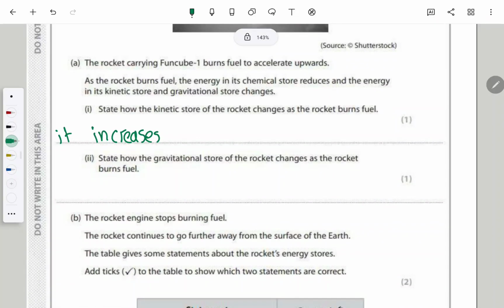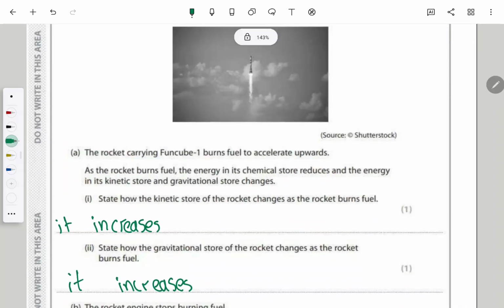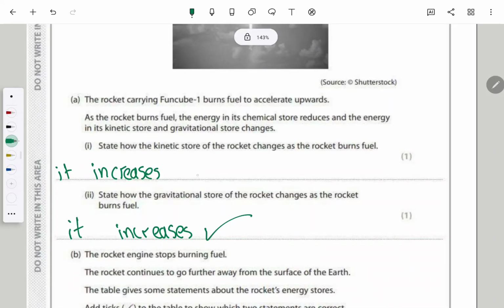State how the gravitational potential energy store of the rocket changes as the rocket burns fuel. Also, it gets higher and the height increases, so it also increases. No issue with both of them. Remember, the rocket is going faster and it's going up. So this one increases because it's going up. This one increases because it's going faster.